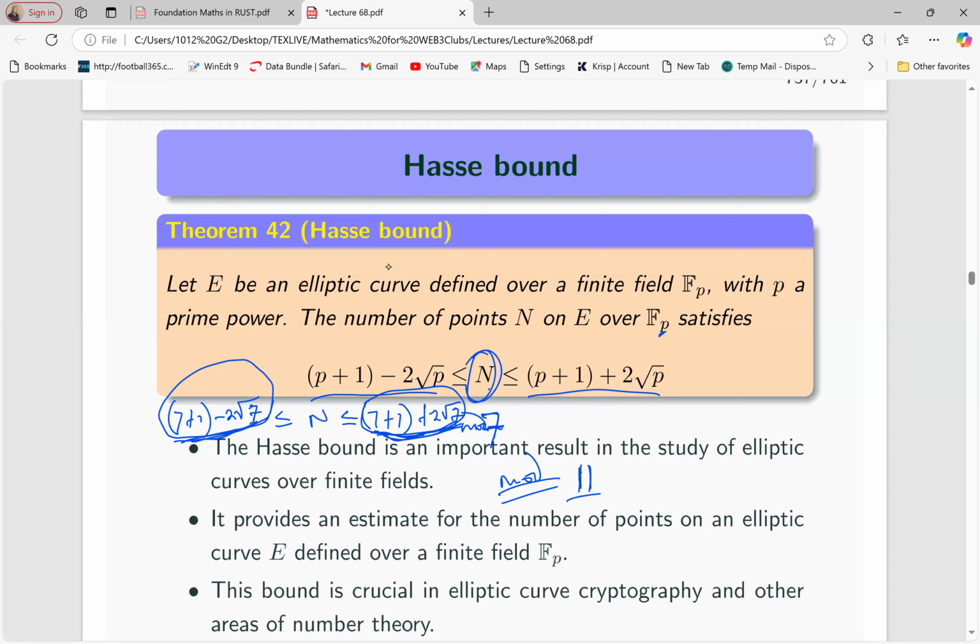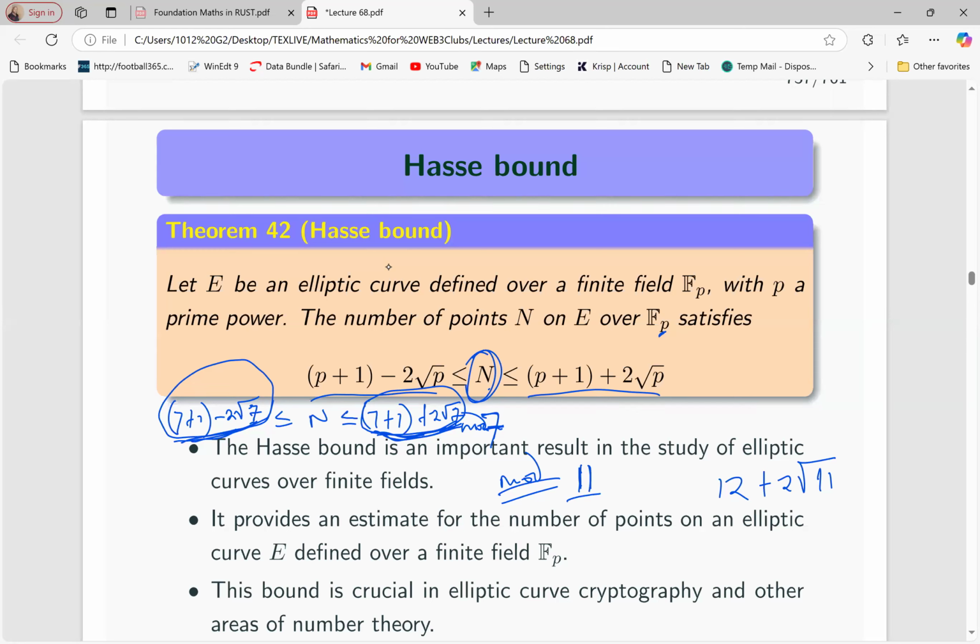Let's just see the maximum they can be. The maximum they can be is 11 plus 1, which is 12, then plus 2 multiplied by the square root of 11.